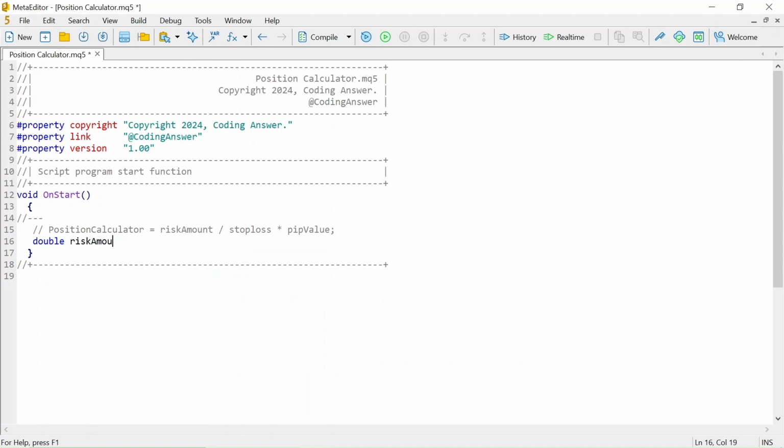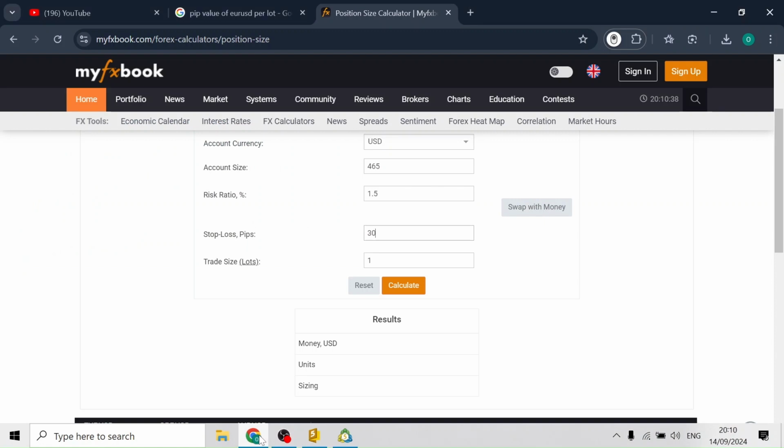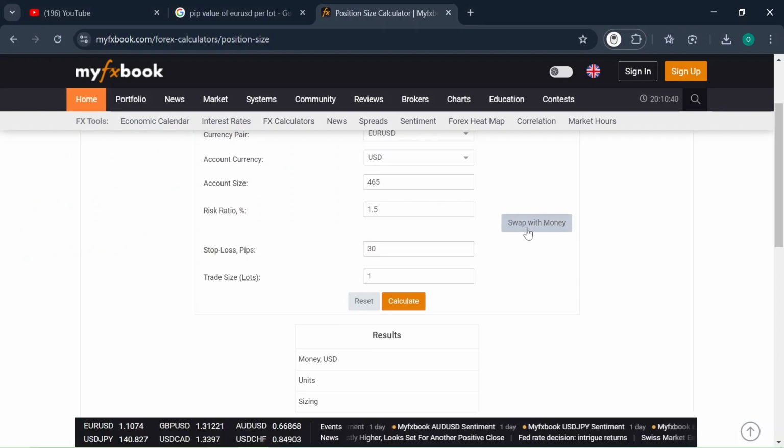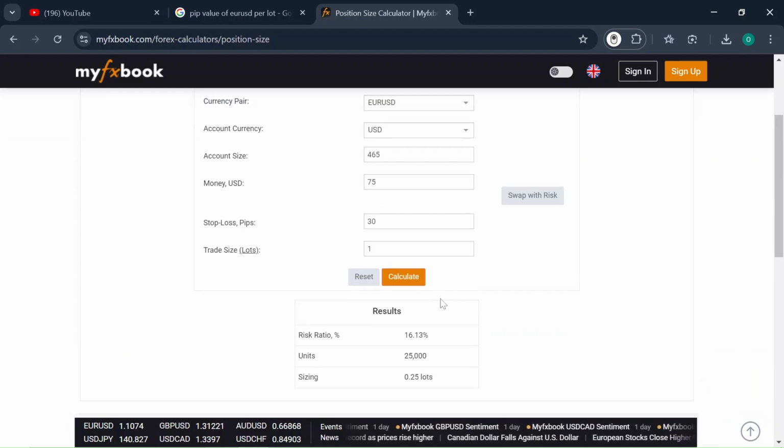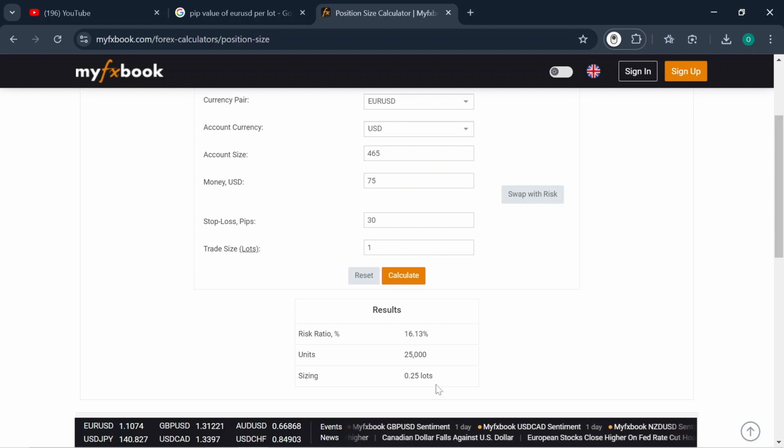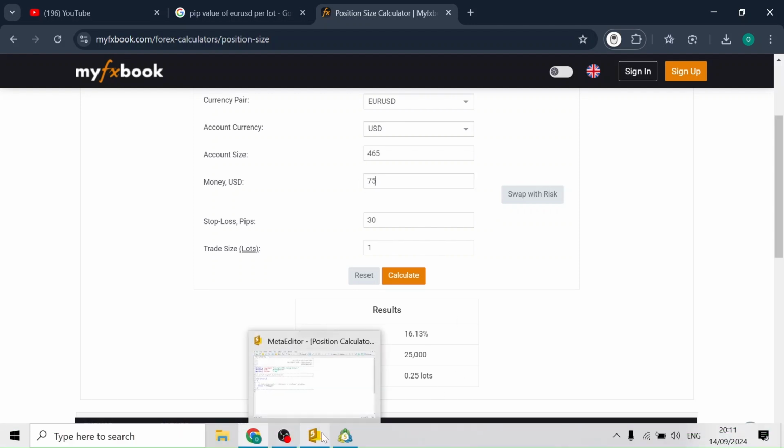So the risk amount is equal to, how much are we risking? Let's say we are risking 100, and let's say we are risking 75. We are risking $75. It's going to be 0.25. Okay, we are risking $75.